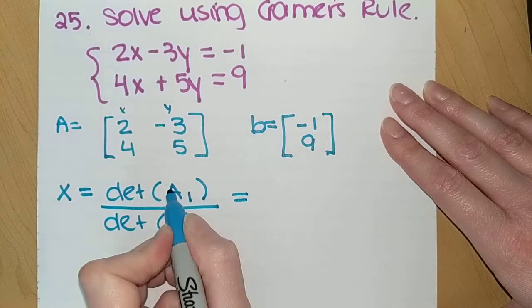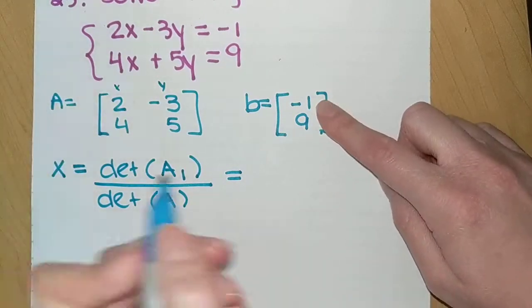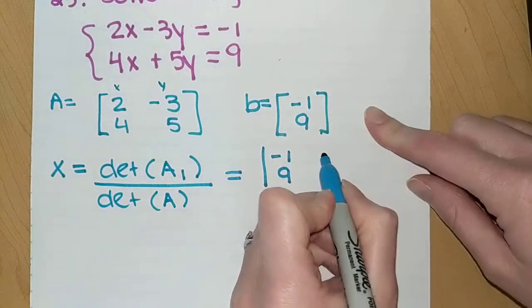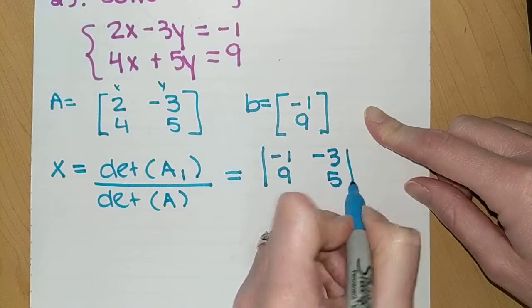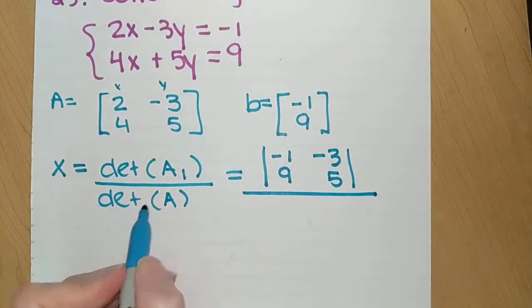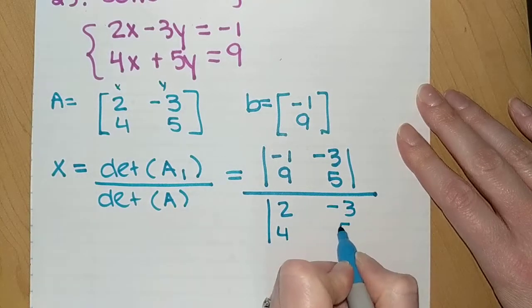So here's what A1 is going to look like. We are going to replace this 2, 4 with -1, 9, so we replace that with our constant vector, and then keep -3, 5 from the original matrix. That will be over the determinant of just A, which is 2, -3, 4, and 5.